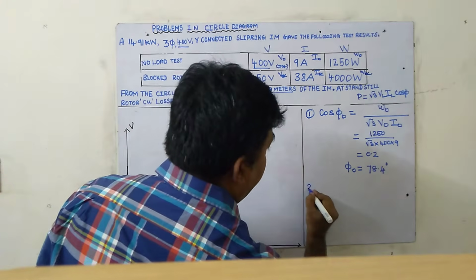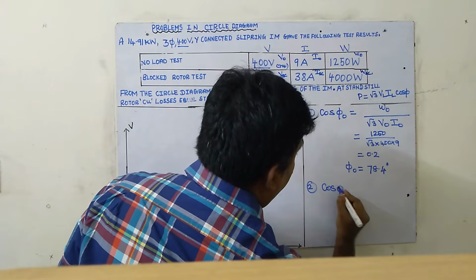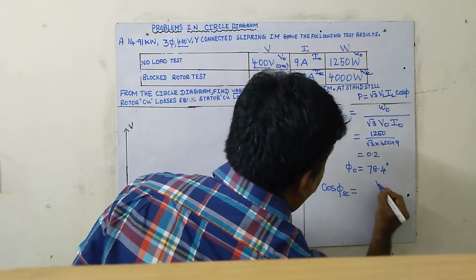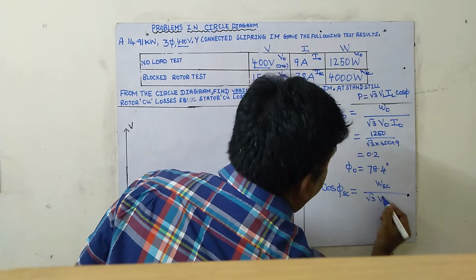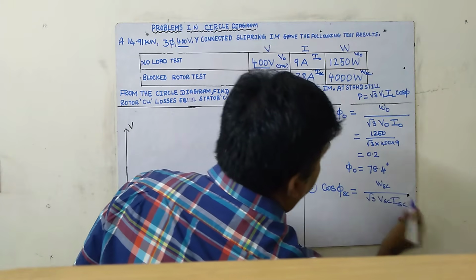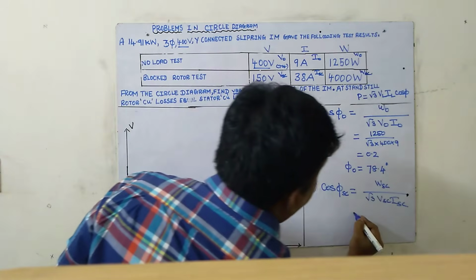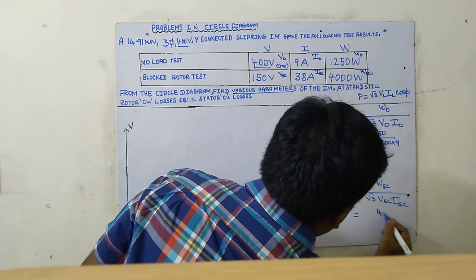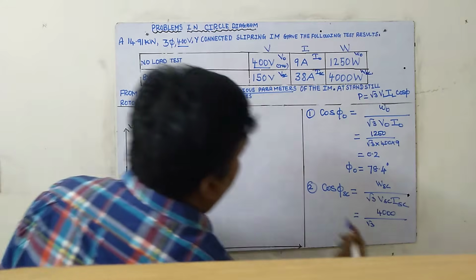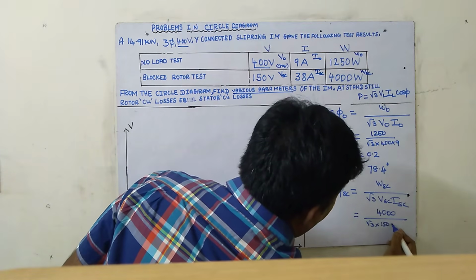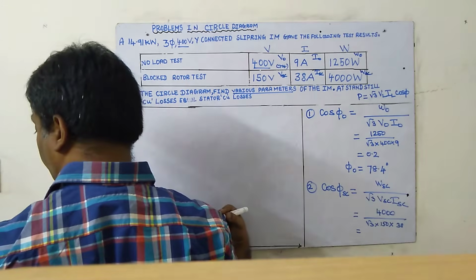What is the second step? From the blocked rotor test I have to find cos phi SC. Cos phi SC equals WSC divided by, with the same formula, root 3 into VSC into ISC. W and P are the same, power, which we measure using a wattmeter. So 4000 divided by root 3 into VSC, the short circuit voltage, which is 150, and the short circuit current, which is 38. The value we get is 0.4.